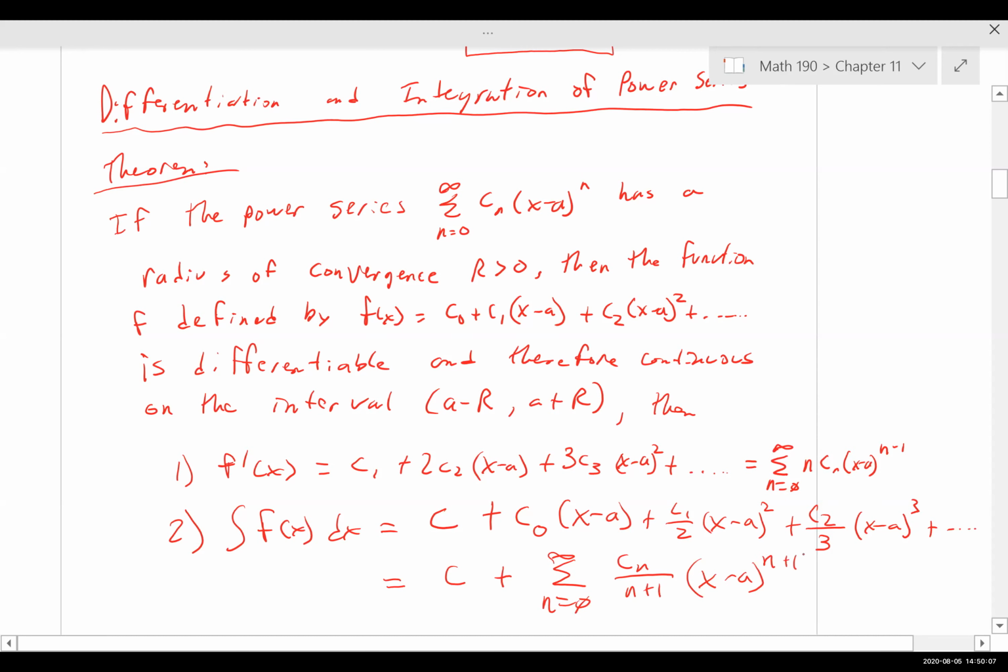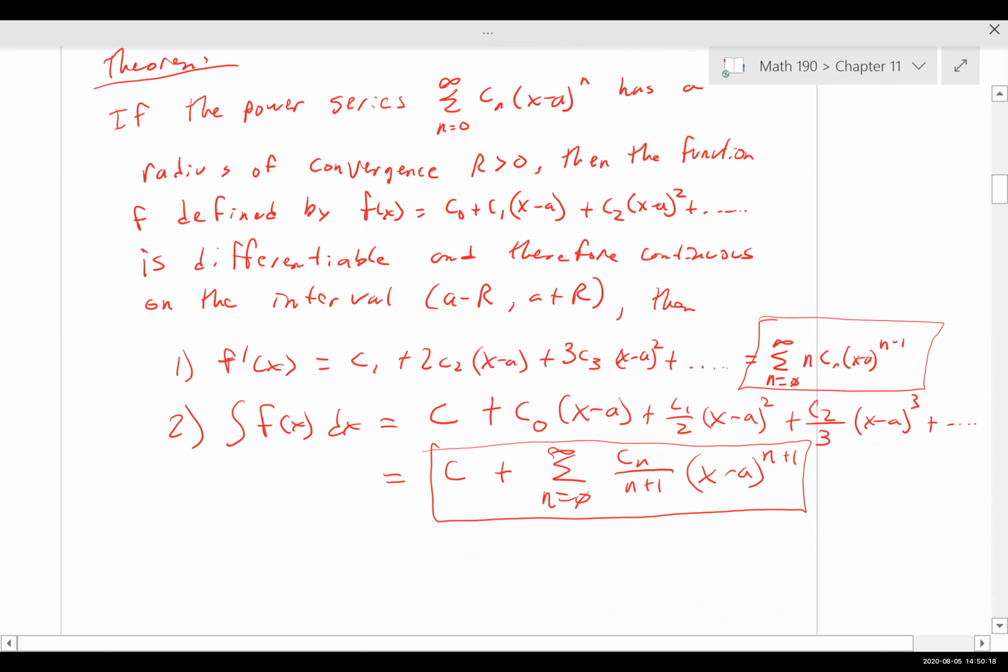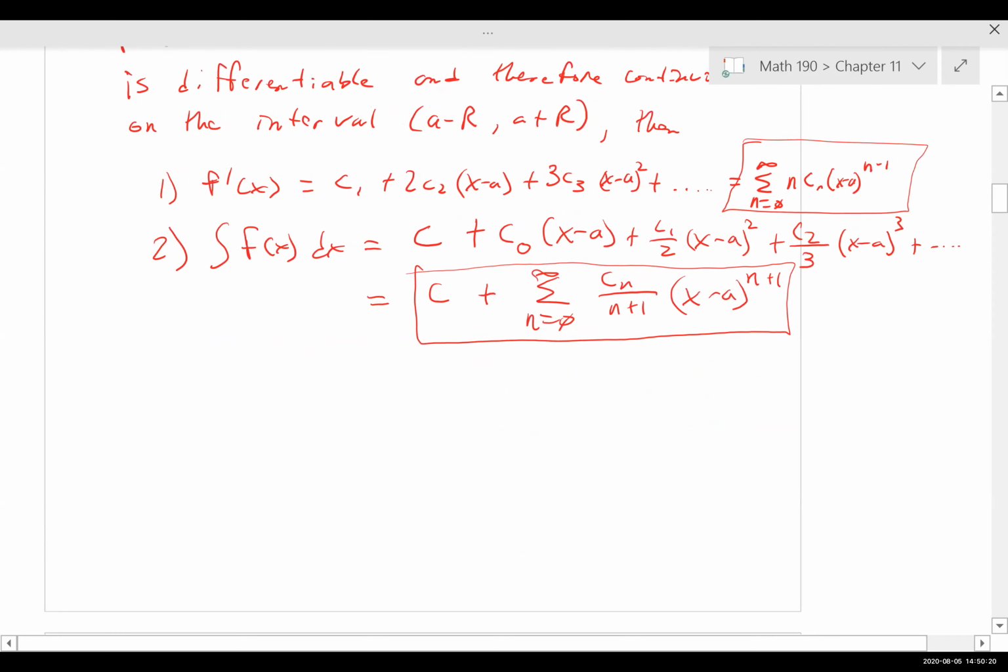Again, it just says that we can differentiate term by term and we can integrate term by term, which is nice because that's what we're going to do now. We're going to try to integrate and differentiate some of these things.